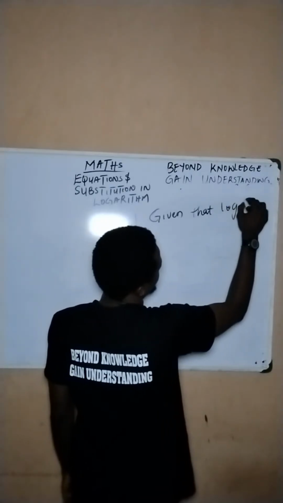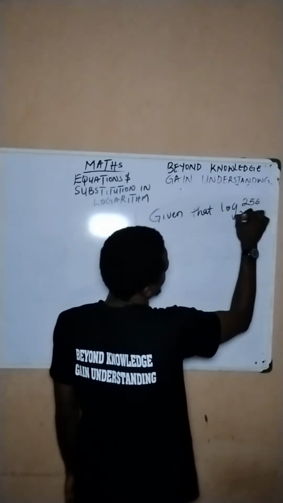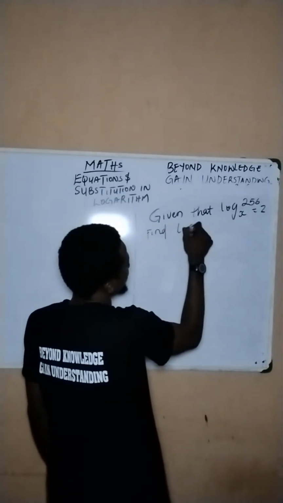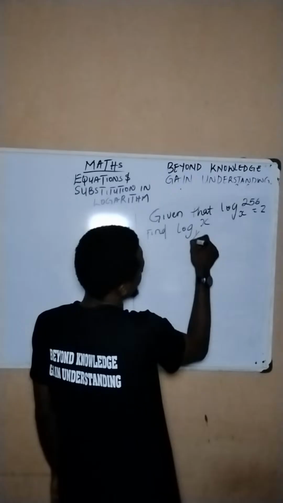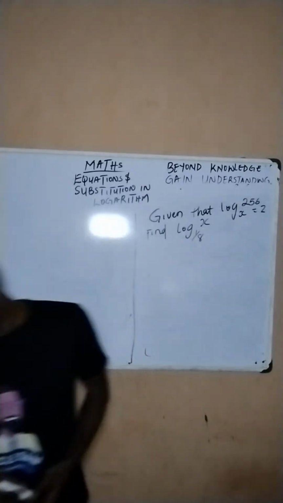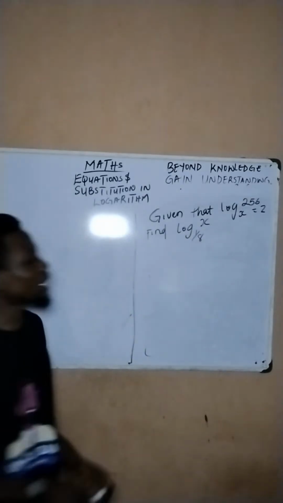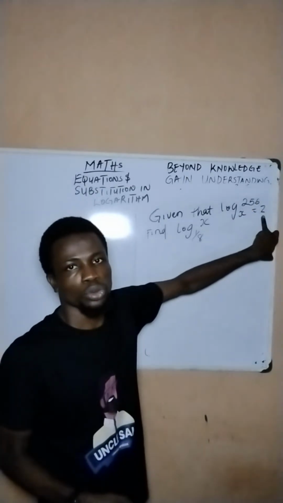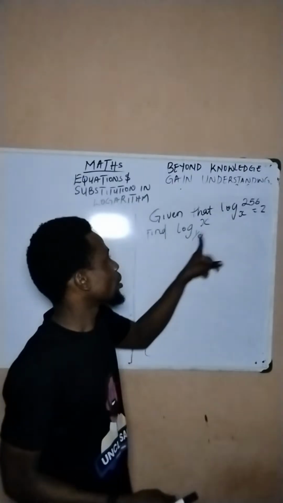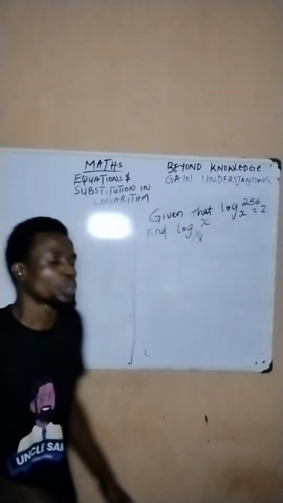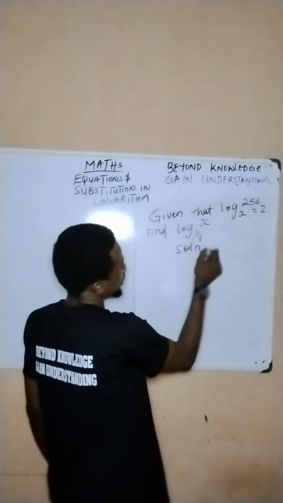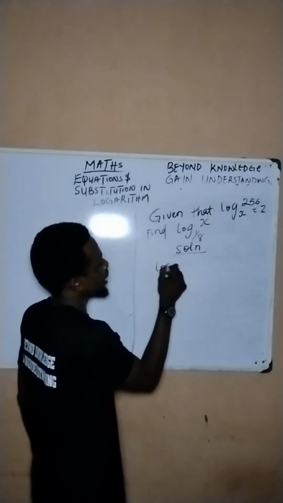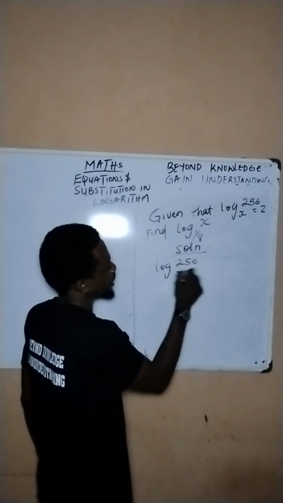This particular one is related to the first one. Given that log 256 base x equals 2, find log x base 1 over 8. Yes, this is what we have. Given that log 256 base x equals 2, find log x base 1 over 8. Solution: I think we've solved this before, so we can simply solve it again. We have log 256 base x equals 2.